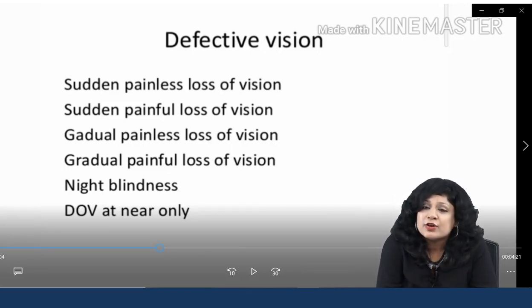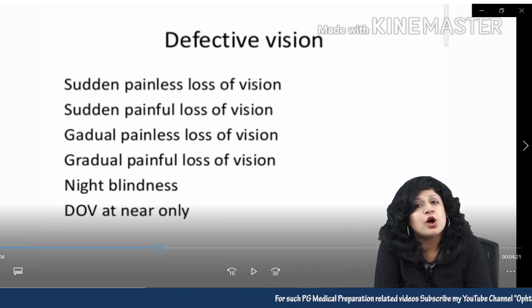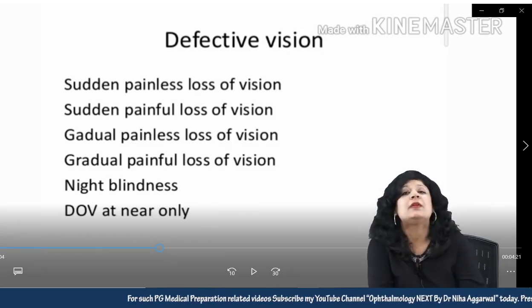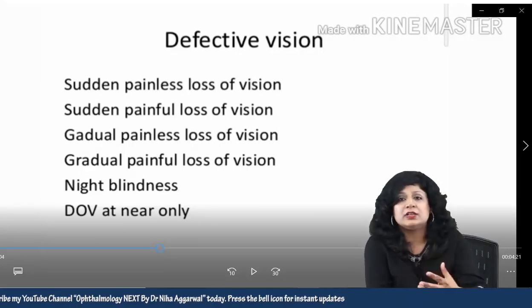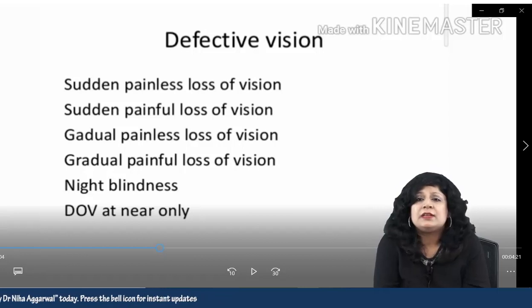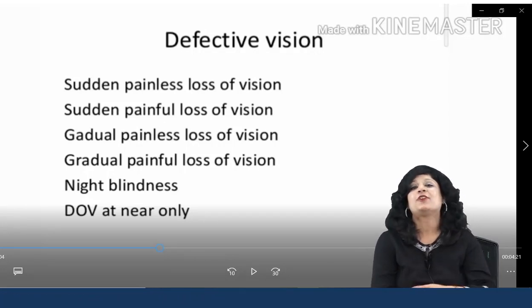So this is all for your history taking, and I'm planning to do a session on ocular examination also, in which I'll be helping you with how to do the examination, what should be the order that we should go. Please tell me in the comment section, do you really want that session on ocular examination?